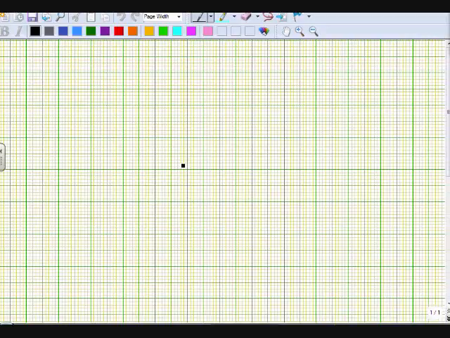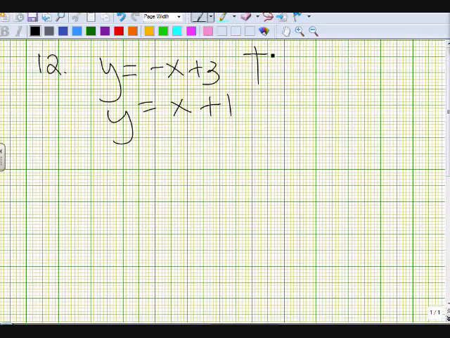Okay. Problem number 12 says that we're going to solve the linear system by graphing. And the linear system we're going to graph is y equals negative x plus 3 and y equals x plus 1. So to solve them by graphing, we're going to graph each one of those lines. I'll make myself a little xy table, or you can graph with y-intercepts and slopes.